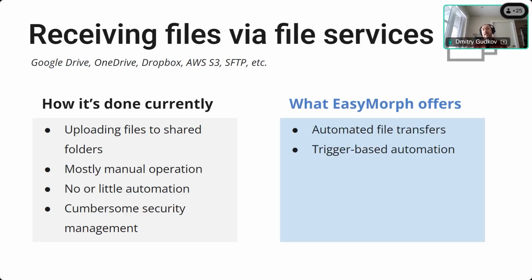Where EasyMorph can help is that we offer trigger-based automation, where you can automate file transfers. Let's say you expect files to be uploaded to Google Drive or Dropbox, so you can configure workflows that are triggered automatically, and once a file appears, it immediately gets maybe checked for malware and then transferred to a specific location where it can be analyzed and processed. So that's another option.